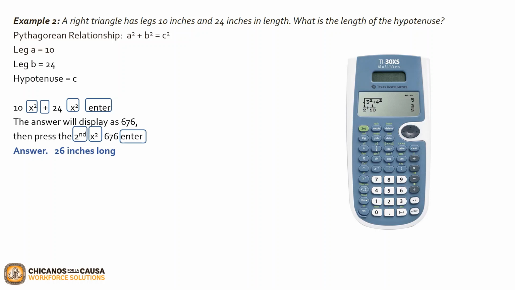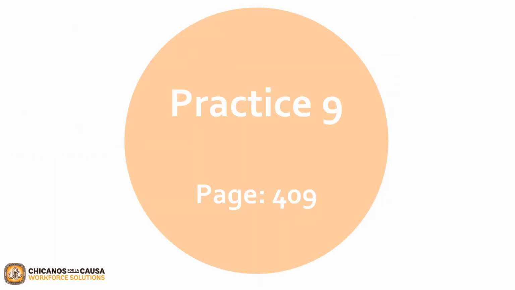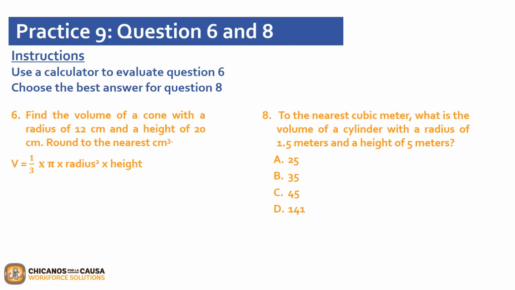Let's move on to practice 9, found on page 409. For practice 9, we are going to be completing questions 6 and 8. Use a calculator to evaluate question 6 and choose the best answer for question number 8. Take a few minutes to answer both questions, and when you are ready to review them together, press play.